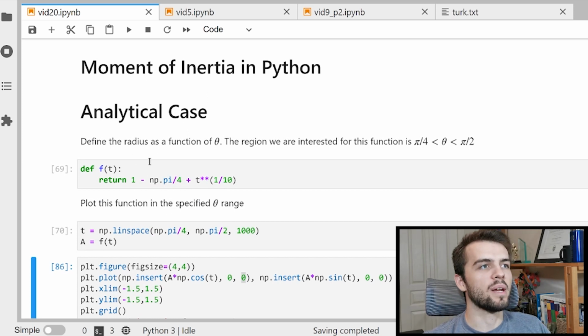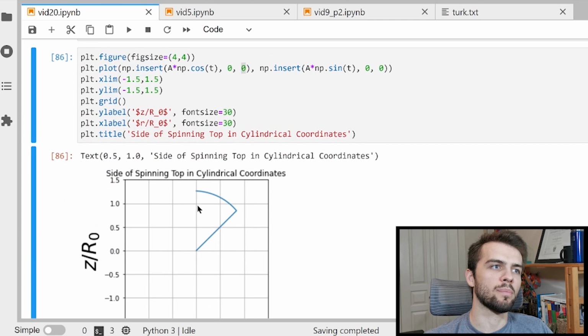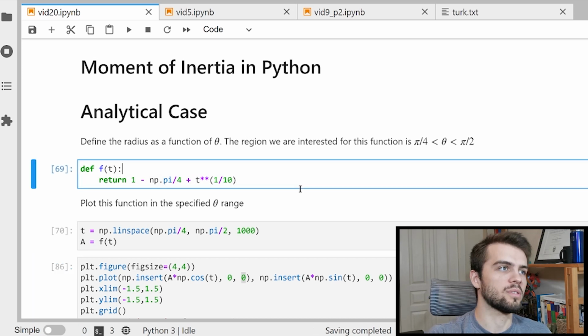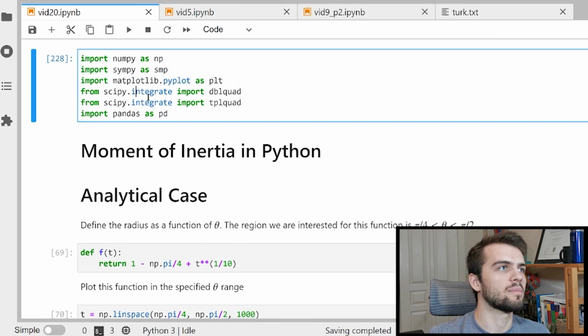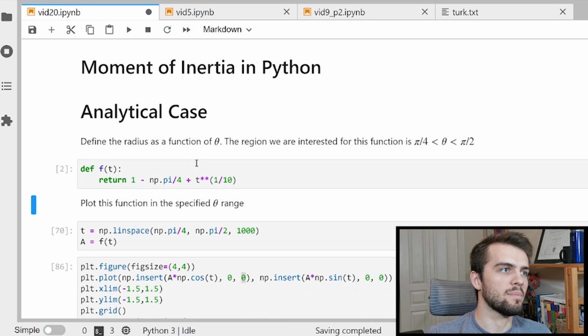So what I do is I define the radius as a function of theta. This is just some angle, and I'm going from pi over 4 to pi over 2. I just experimented around with a few functions, and I found that 1 minus pi over 4 plus t to the 1/10 worked particularly well as a function for a spinning top shape. And so, of course, you just define this function. Make sure I import these here. And I define my spinning top shape.